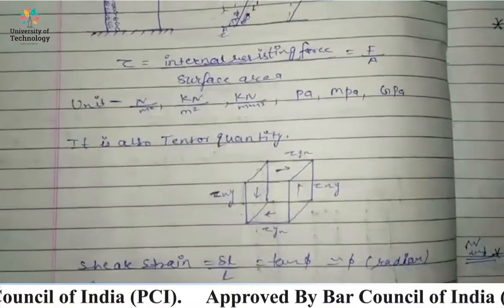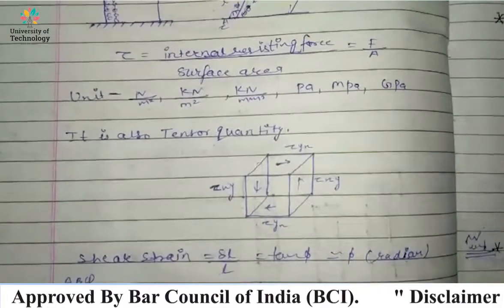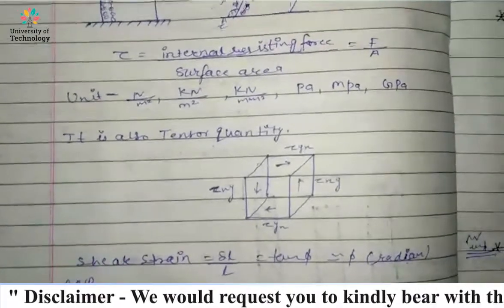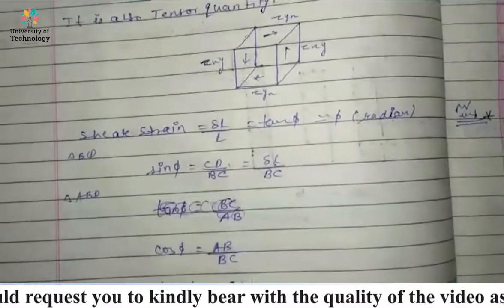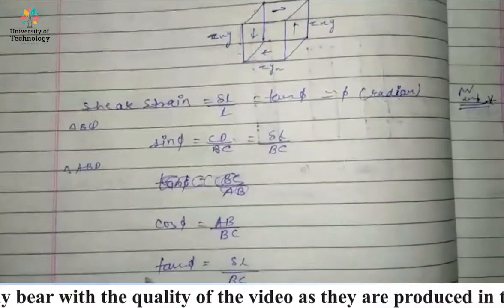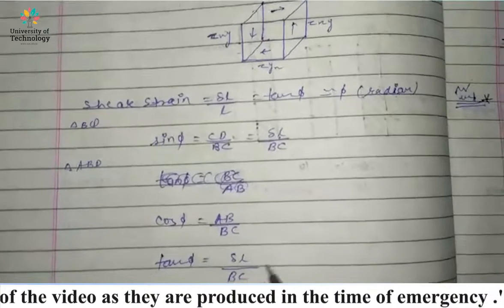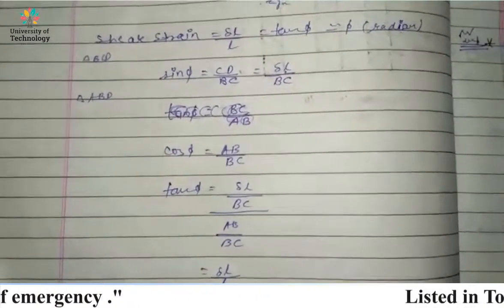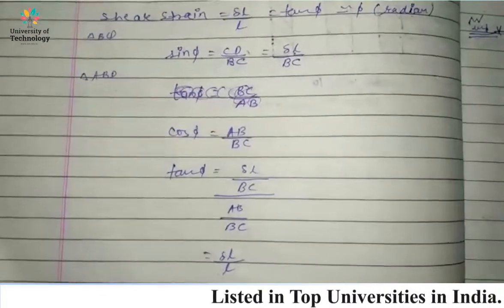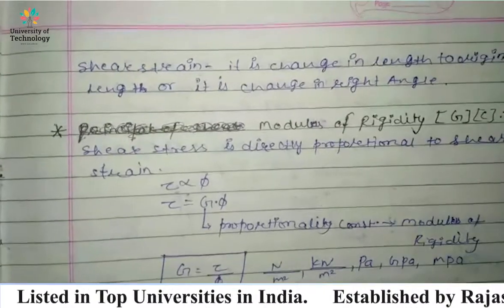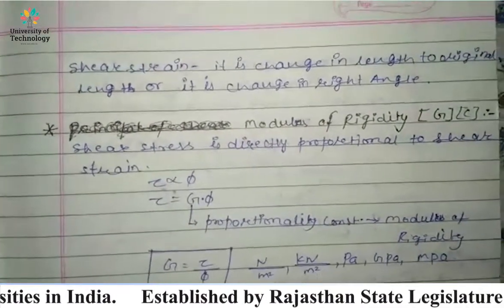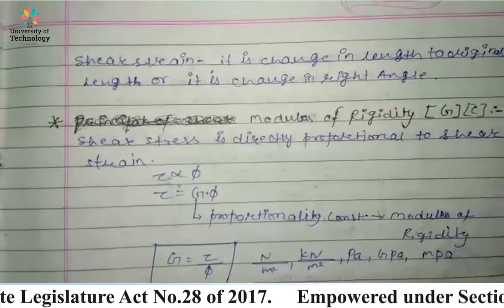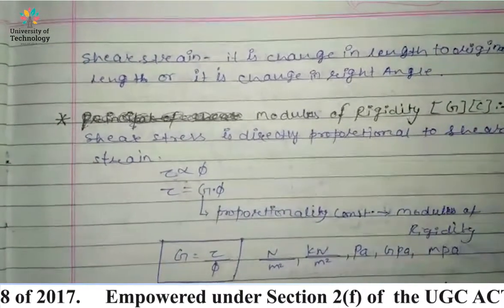From the figure, we have sin phi equal to CD upon BC, that is del L upon BC, and cos phi equal to AB upon BC, and we know that tan phi equals sin phi upon cos phi, right? Solving this, we have the value of tan phi, that is del L upon. Now shear strain is change in length to the original length, or it is change in the right angle, so that is shear strain.